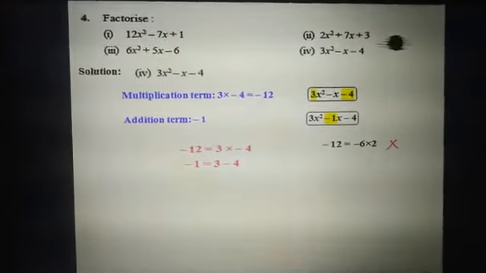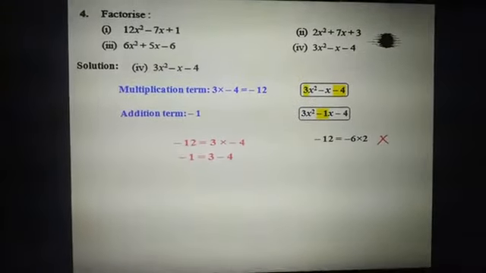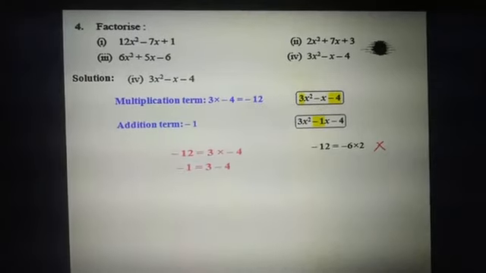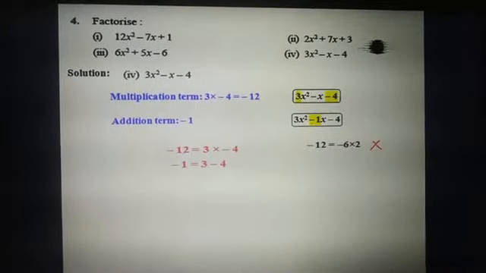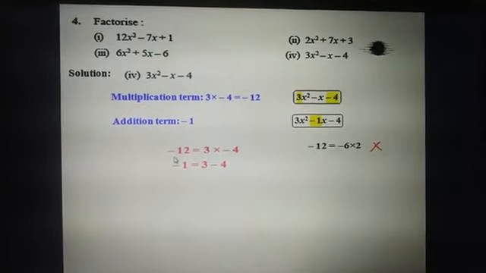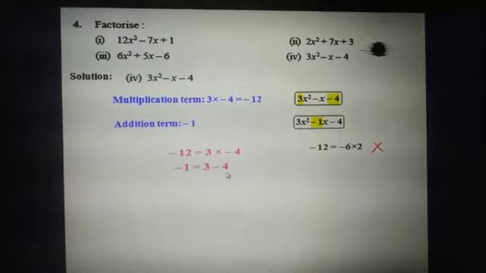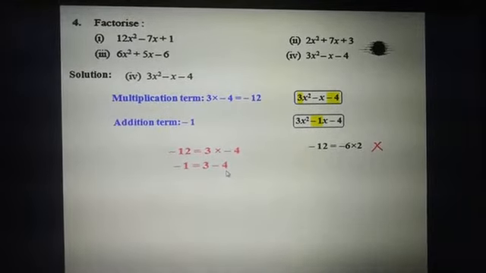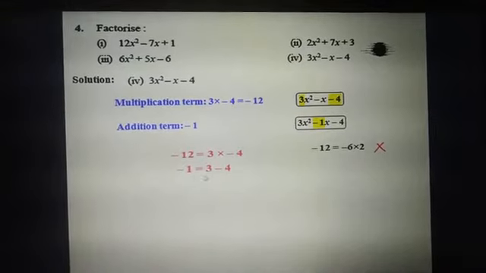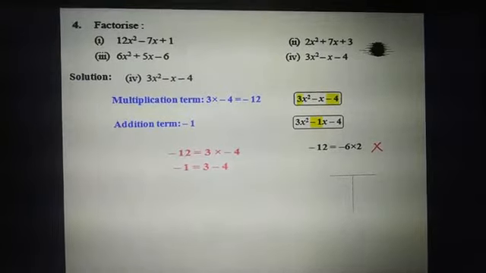Now I have another two numbers, 3 and minus 4. Now multiply 3 and minus 4, you will get minus 12. 3 minus 4, you will get minus 1. So these two numbers satisfy both the multiplication term and the addition term. So 3 into minus 4 is equal to minus 12. 3 minus 4 is equal to minus 1. Next step. So draw the line like this.